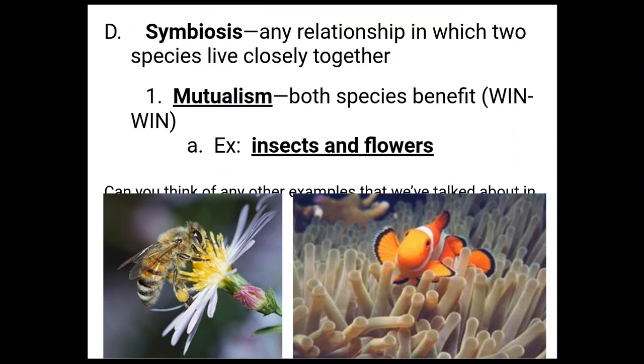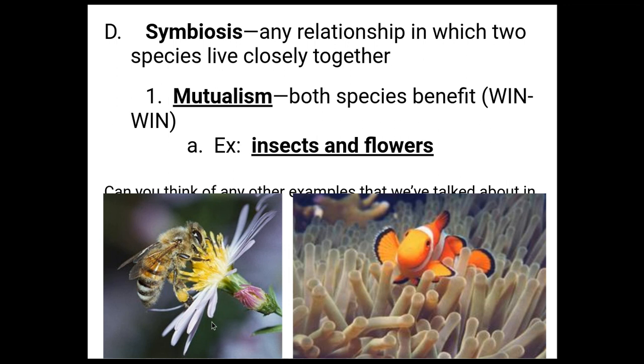So the last thing we're going to talk about is something called symbiosis, and that's any relationship in which two species live closely together. We're going to talk about mutualism, commensalism, and then parasitism. So the first one is mutualism. That's when both species benefit. So it's a win-win scenario.